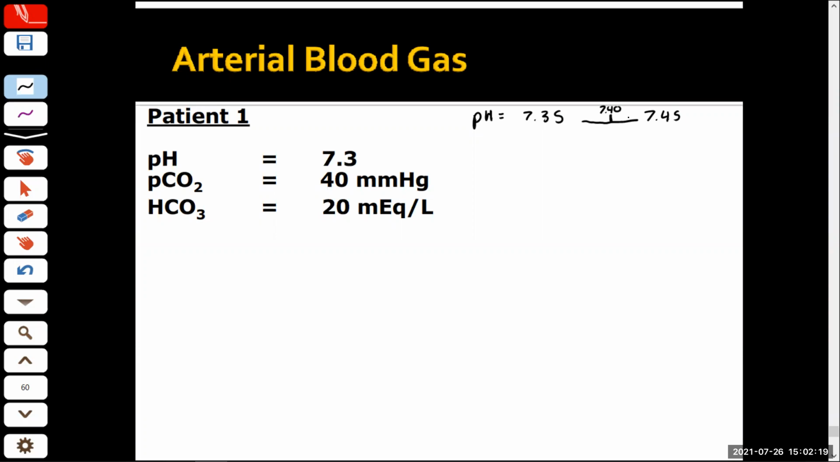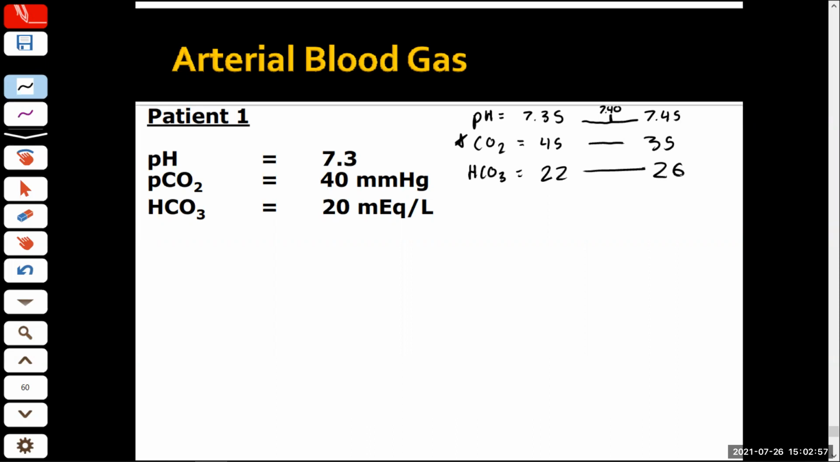CO2 is 35 to 45. Now, CO2 is the tricky one. Why? Because you need to flip it: 45 to 35. Why on earth would we flip it? Let me draw this out. Bicarbonate stays the same. I'm going to put a star next to CO2. Bicarbonate is 22 to 26.